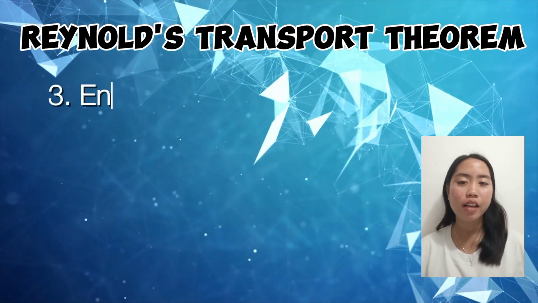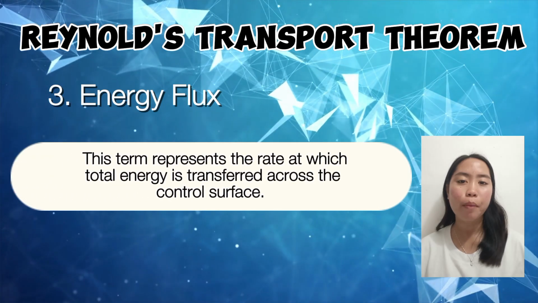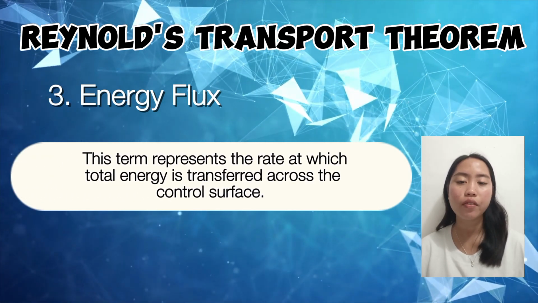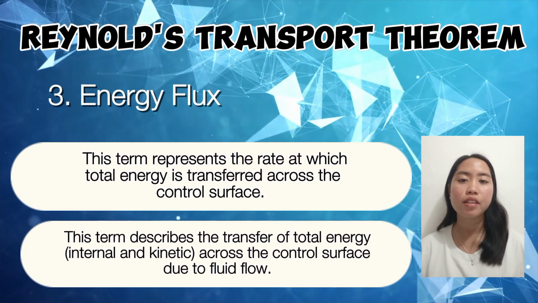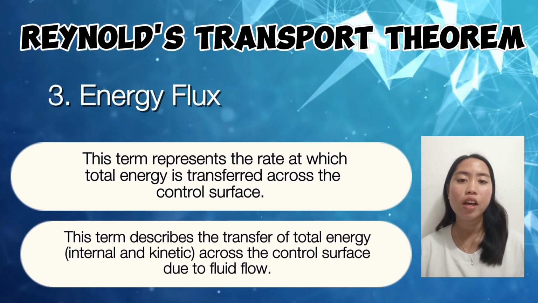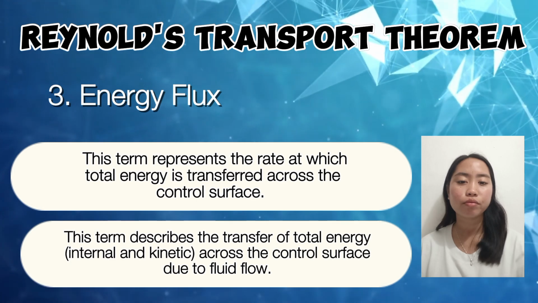Last type of flux is the energy flux. This term represents the rate at which total energy is transferred across the control surface. This term describes the transfer of total energy, internal and kinetic, across the control surface due to fluid flow.